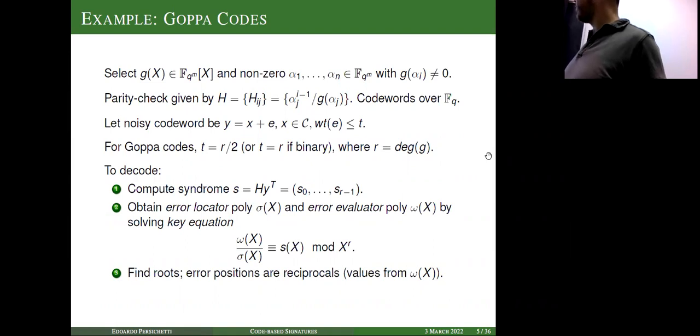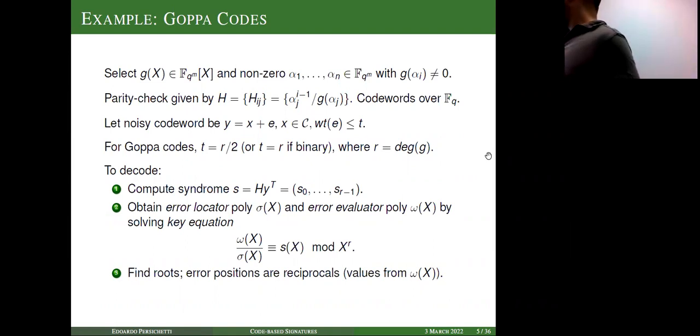Because of the particular structure, and I don't want to delve into too many details, the error positions correspond exactly to the roots of the polynomial. So there's a root finding step with your favorite root finding algorithm, and once you find the roots, you take the reciprocal and that corresponds to the error position. If the code is not binary, then we have to find the error value, and we can do this using omega. So this is an overview of what happens.